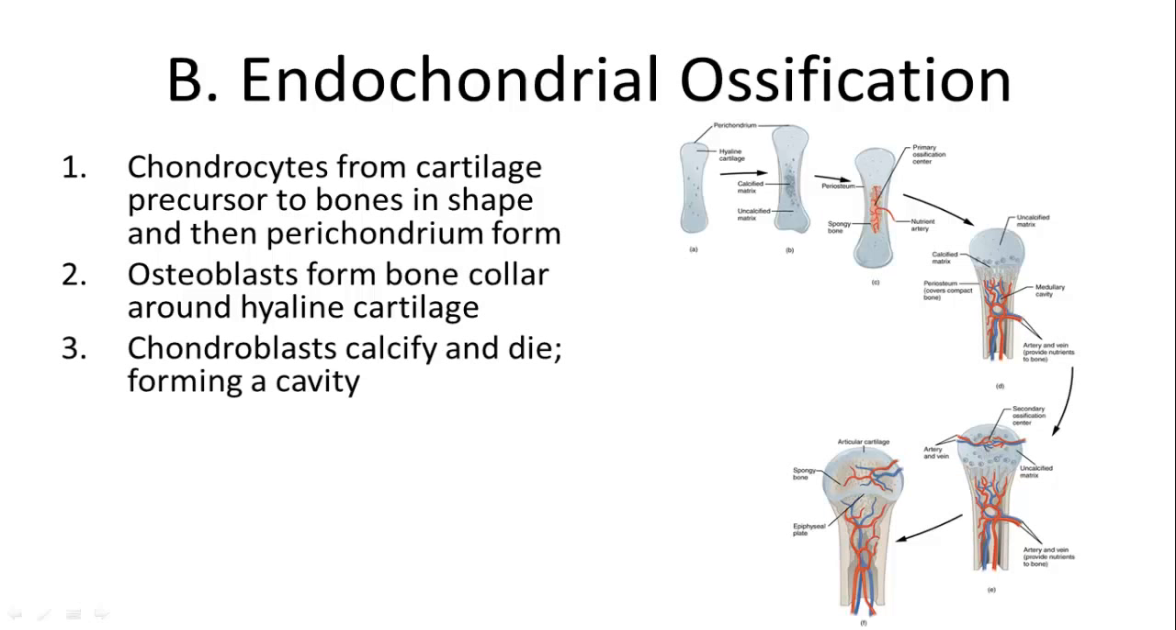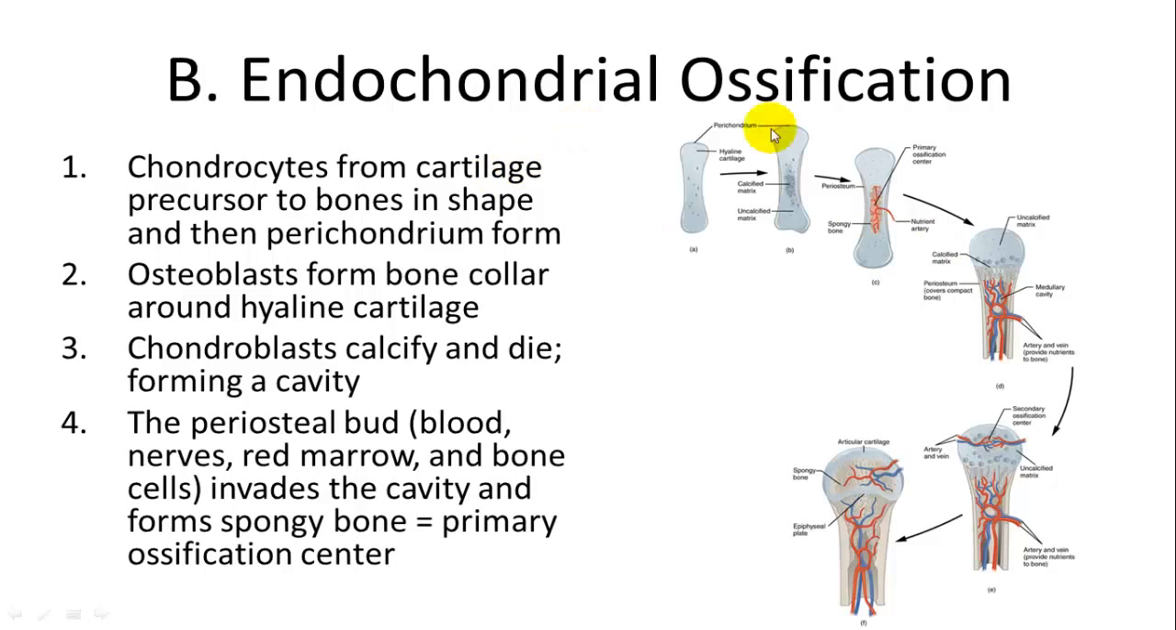The chondroblasts, which are what's producing the hyaline cartilage, in the center then start to die. And then where they die, they essentially kind of crumble away, and it forms a cavity in which the periosteal bud forms. So this is where blood supply then innervates that area, and red bone marrow and bone cells then start to proliferate and create bone. So this is the primary ossification center. So this is where bone first starts to be made.